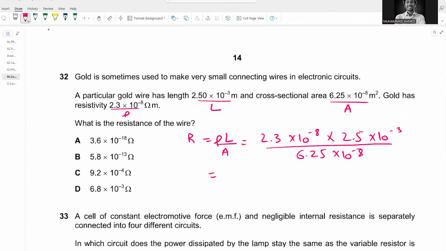हाँ जी, resistance की value क्या आ गई भाई? 2.3 10 raised to the power of minus 8 into 2.5 10 raised to the power of minus 3 divided by 6.25 10 raised to the power of minus 8. What does your answer come out to be? 9.2 10 raised to the power of minus 4 ohms. C is your answer. Perfect.